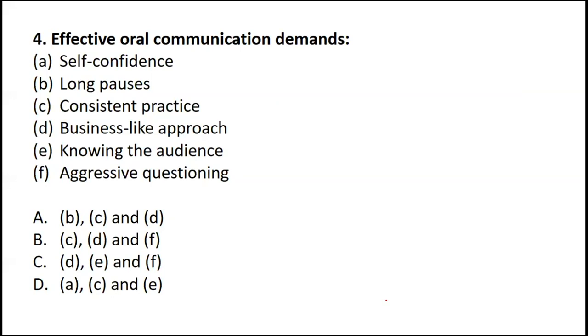So let's see. Okay, so we have self-confidence, long pauses, consistent practice. You can go with elimination, as I said, or you can try your own method to come up with the answer. Yes, so let's see. The right option is option D. From all the given options, long pauses is something negative. Aggressive questioning is also negative, which is easy to understand. The rest, you may not be aware. But long pauses and aggressive questioning, that is B and F, so B is cancelled, F is cancelled, and option D is the right answer.